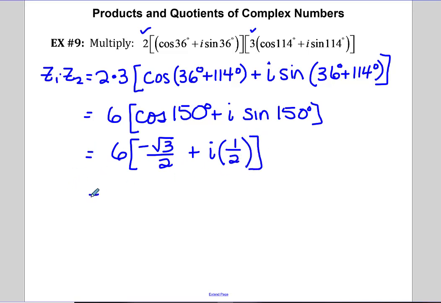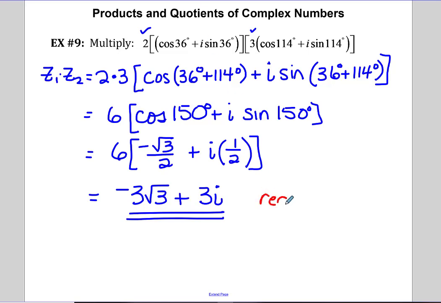So distributing our 6, we have negative 3 square roots of 3 plus 3i. And this is my rectangular form. So we started out with polar form, multiplied them together, and ended up with rectangular form. If you want to make a note of that, this is our rectangular form. And then if you needed to, you could easily graph that, going this distance on the real axis and this distance on the imaginary.